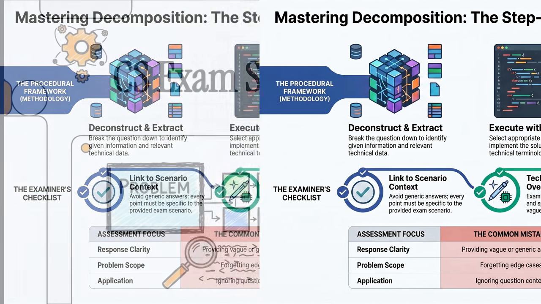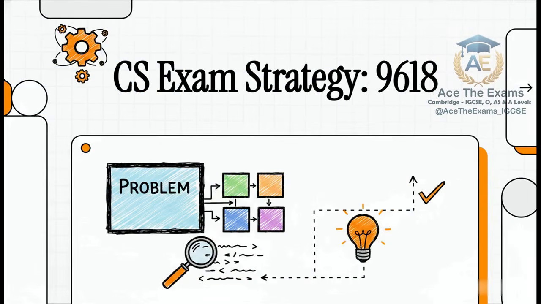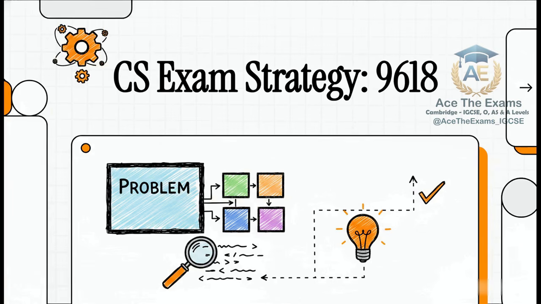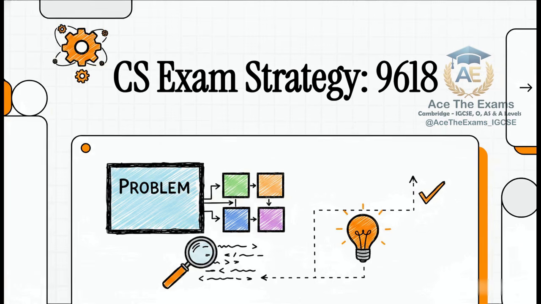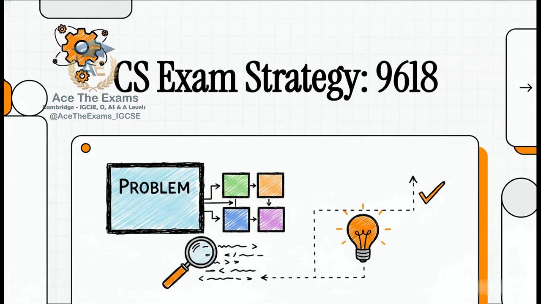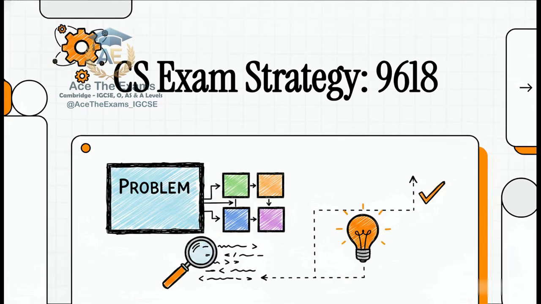Look, I am absolutely thrilled you're joining me for this explainer today because we are tackling a massive, massive roadblock for so many students. We're talking about a hurdle that trips up even the best coders. Cambridge principal examiners have explicitly reported that decomposition, specifically the art of breaking complex problems down into smaller, manageable subproblems, is one of the single most misunderstood areas in the entire computer science syllabus 9618.